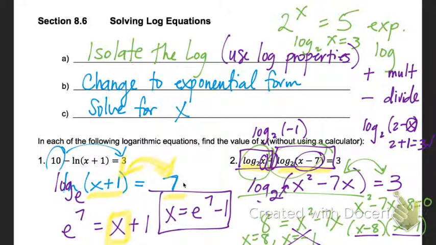If I had an easier example, like log base 3 of x equals 5, and I wanted to change that to exponential form, the 3 would come up, and the x and the 5 would switch. So I would rewrite it as 3 to the 5th equals x. That's all I'm doing in my second step. I'm getting rid of the log by switching it to exponential form. Okay, that makes more sense.